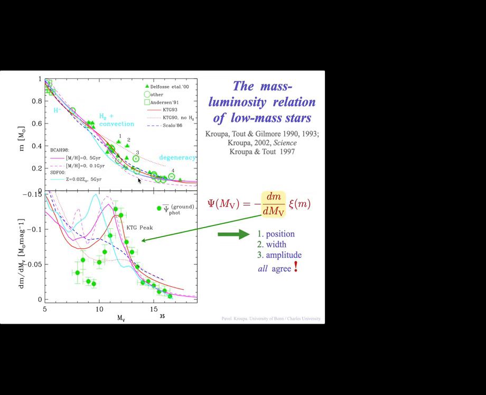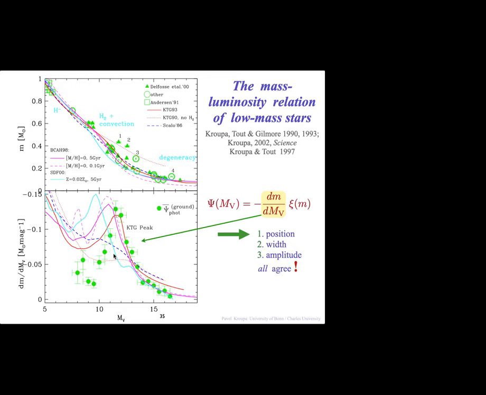And so if we now look at the derivative, so this here is the mass luminosity relation. And here, what we need is the derivative, the slope of this, and that's this function down here. So this red curve is the derivative of this curve here, and that, you can see, has a maximum and a width which agrees with the luminosity function which I've shown you before. And all of these other models, which are these curves here, also have a peak and a width, but it doesn't exactly lie where the observed peak is. And that's simply because the stellar models are uncertain.